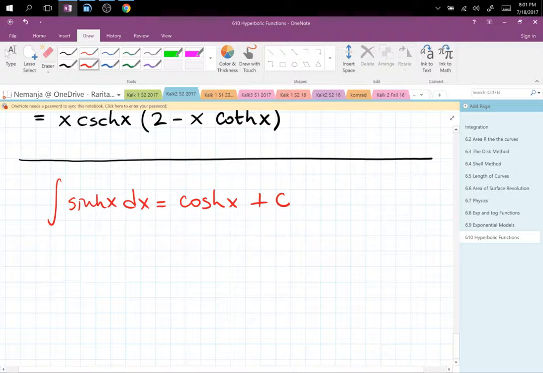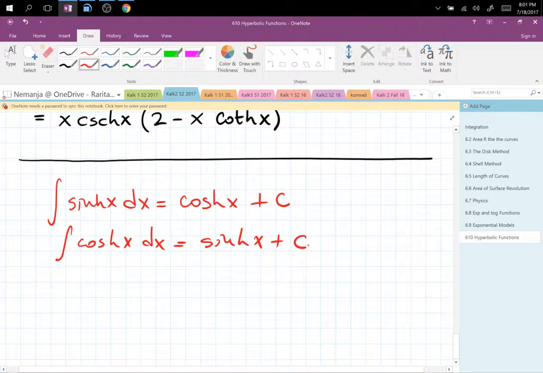Plus c. There we go. See? That's the training we provide here. How about cosine hyperbolic x dx? Plus c. Nice. You peppered in the courtyard in there, trying to sneak that one. Where do you live, man?